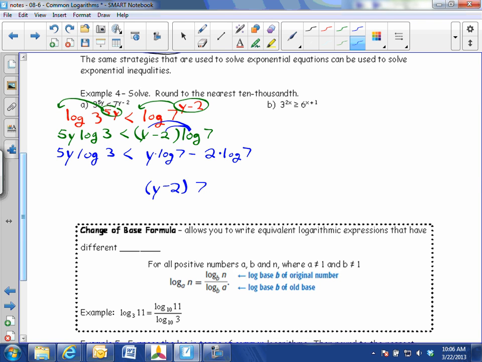It's like I have this. It's like I'm taking it times 7, so I'm just taking each thing times 7, but in this case it's the log of 7. Follow me? Oh, yeah. Okay.